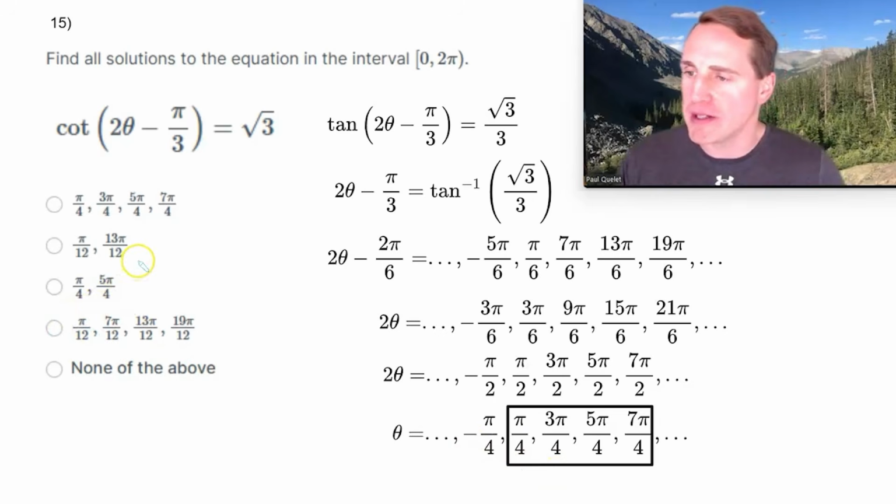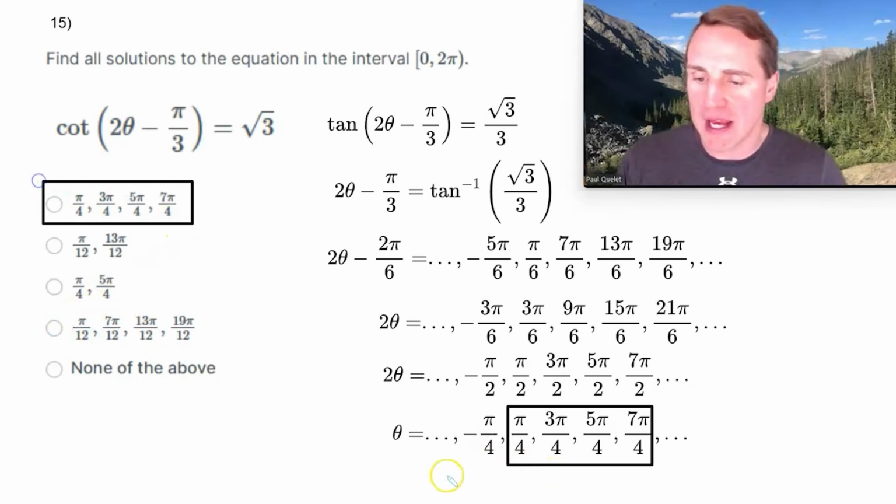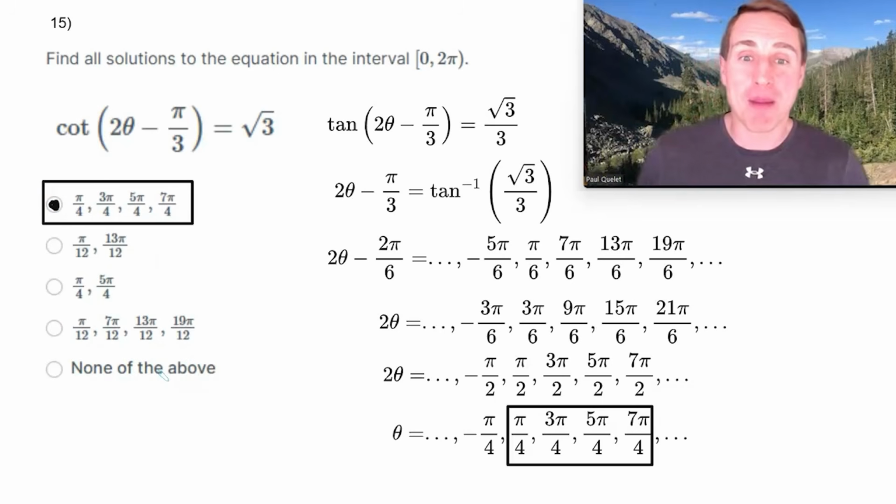So let's check on the choices. And indeed, this first answer choice is what we need. Hope that makes sense. Let's move on.